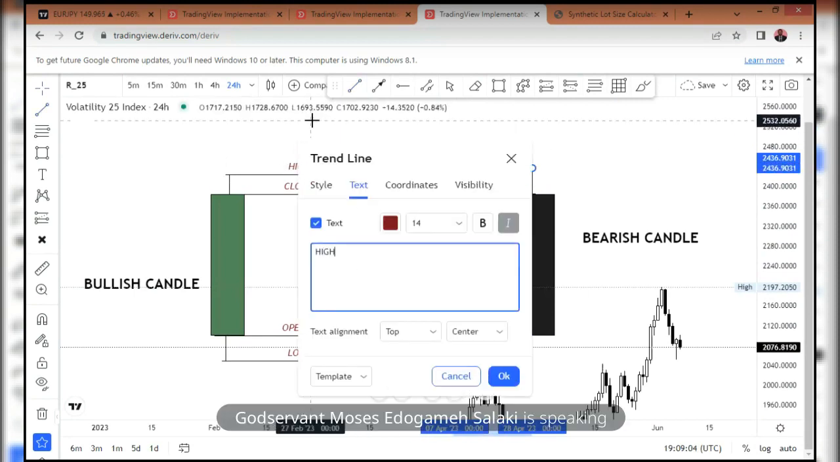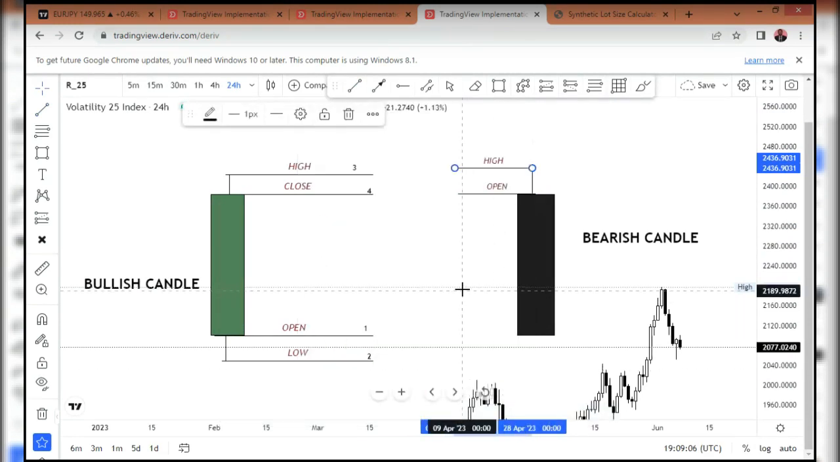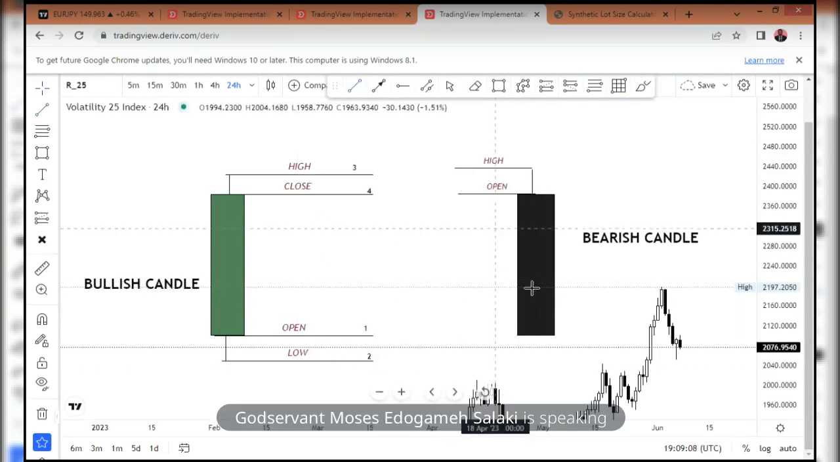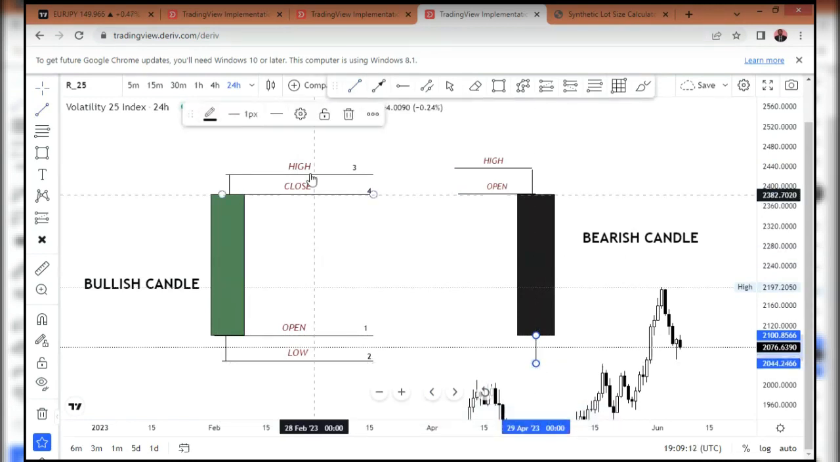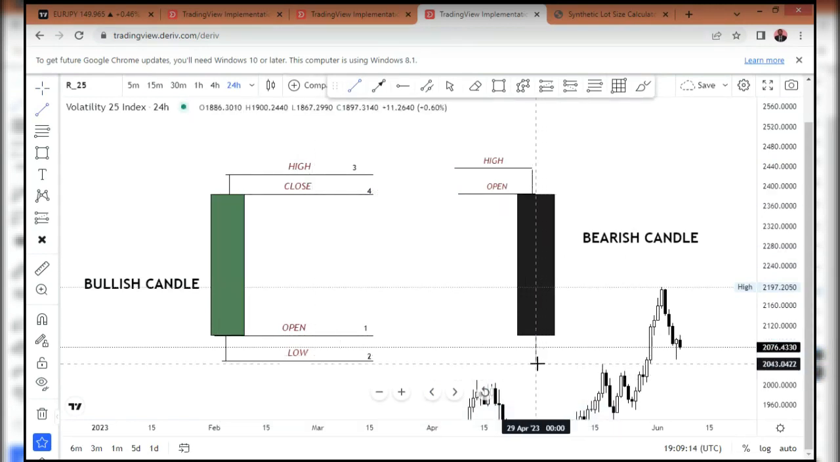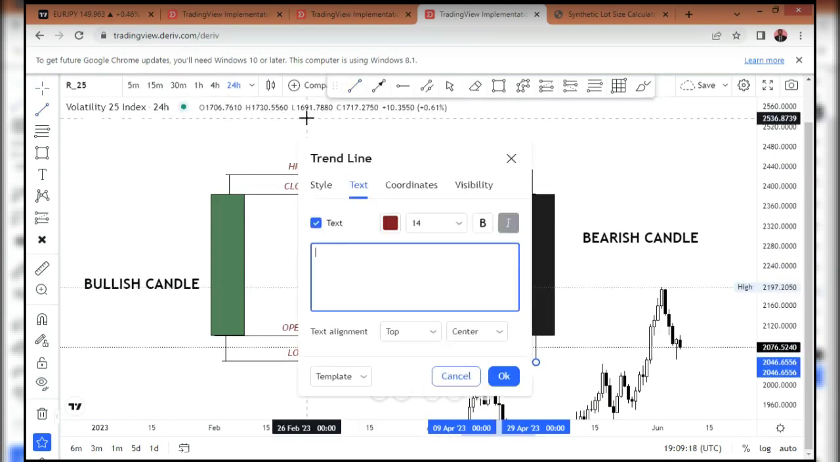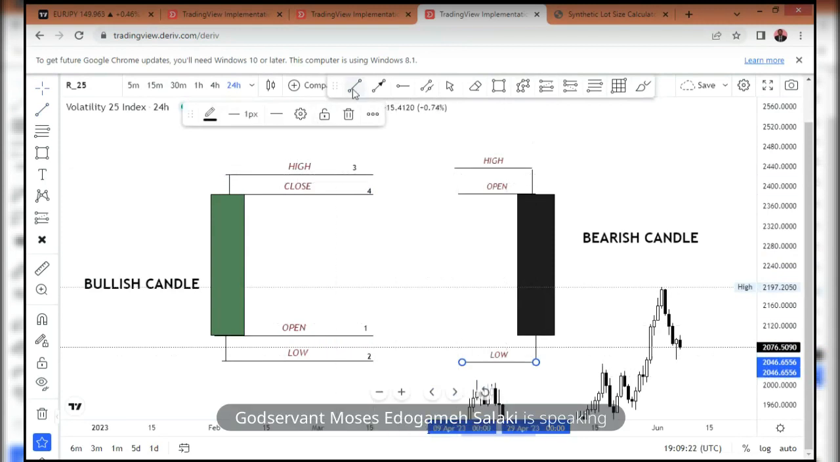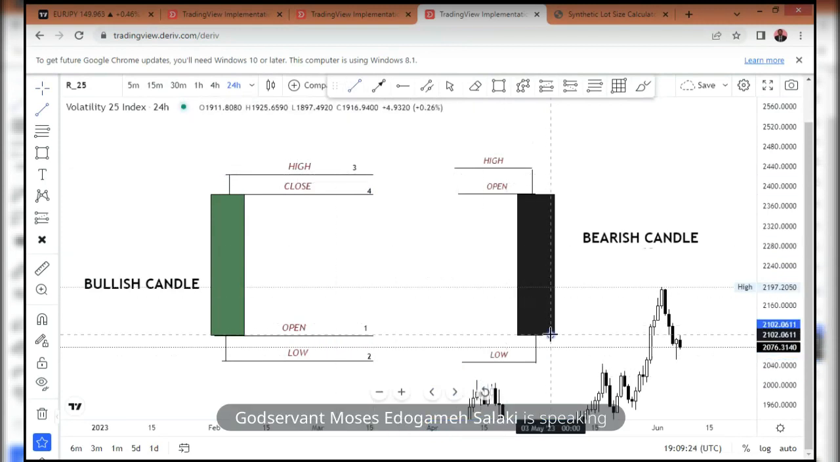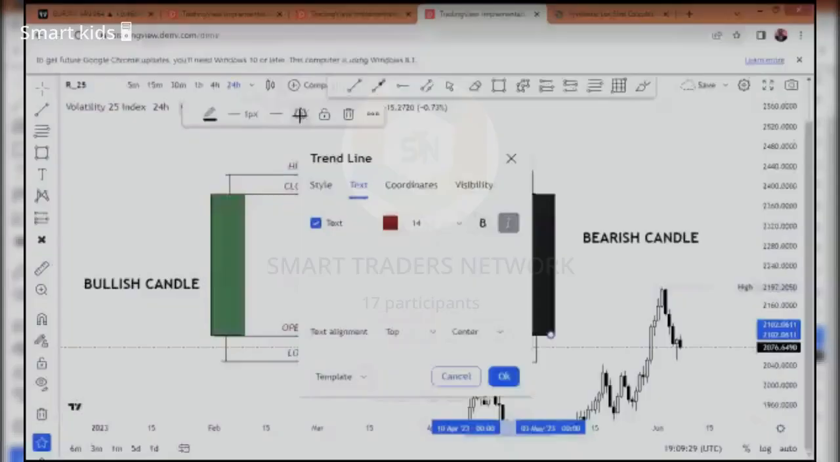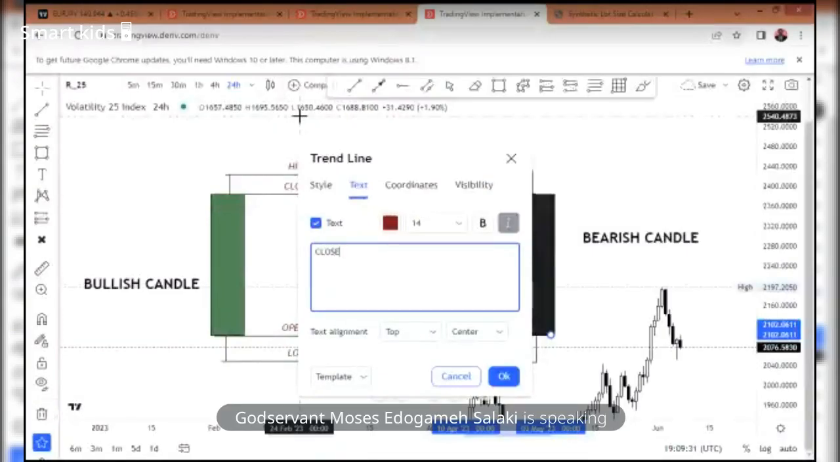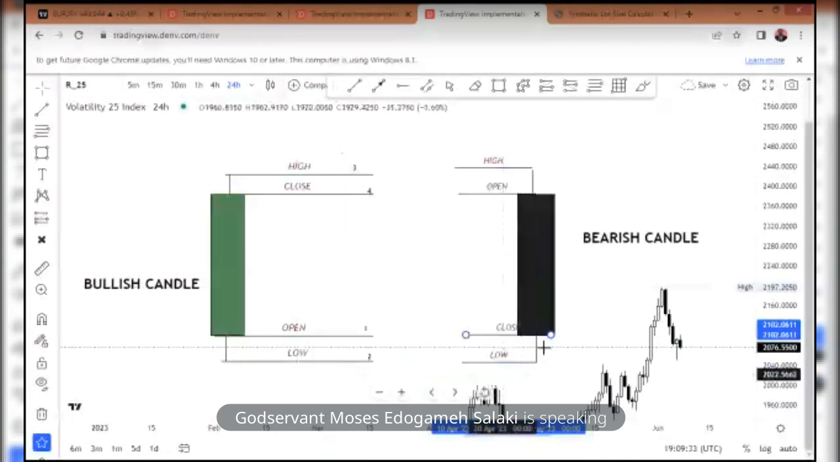Price will create the high first. Then price will come and create the low. And then price will close. This is for a bearish candle.